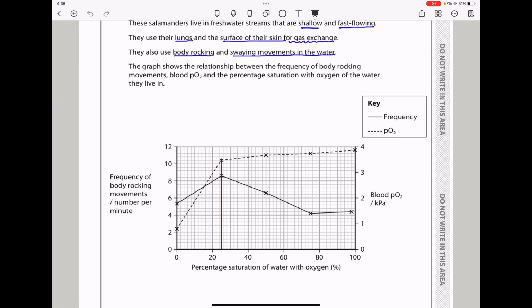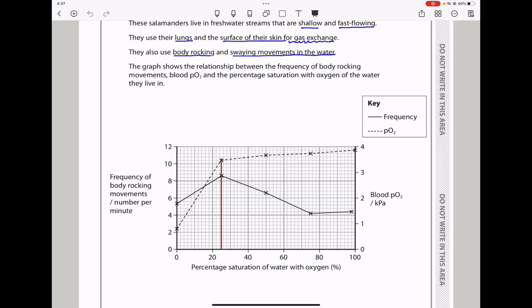So here we have the graph, the frequency of the body rocks on the vertical axis. On the horizontal axis, we have percentage saturation of water with oxygen. We have results for partial pressure of oxygen and results for frequency. So we can see at lower percentage saturation of water with oxygen, the frequency of the body rocking movements will increase until a specific point, and then they will decrease.